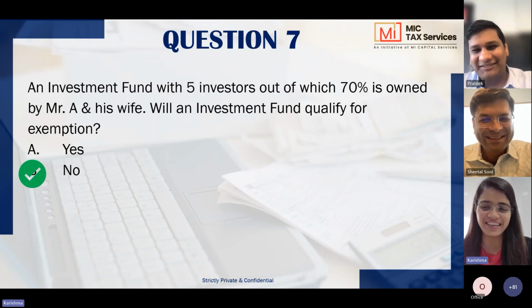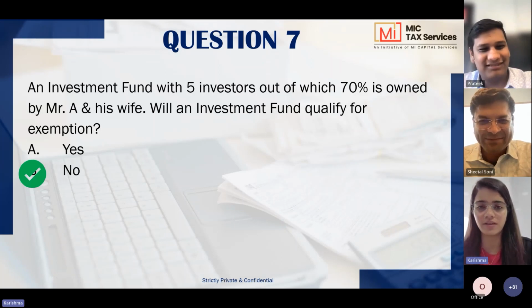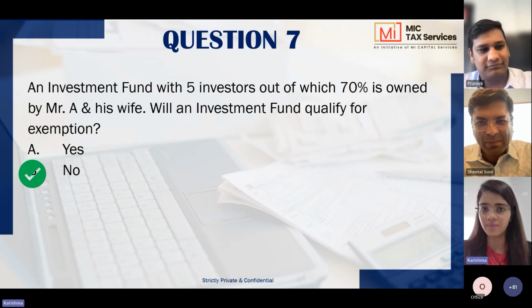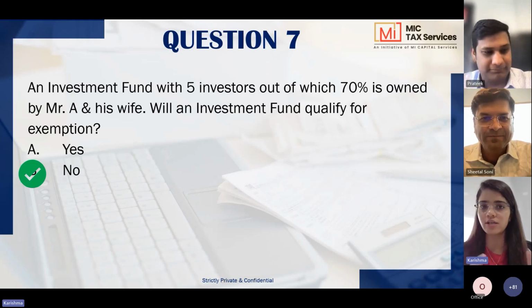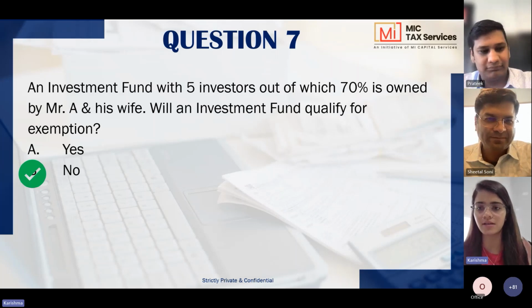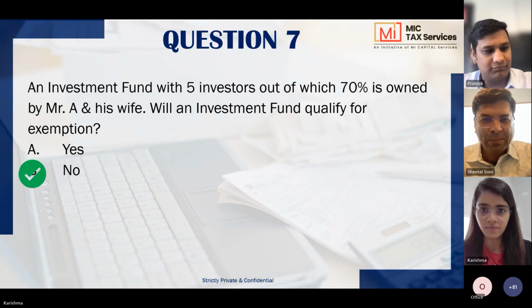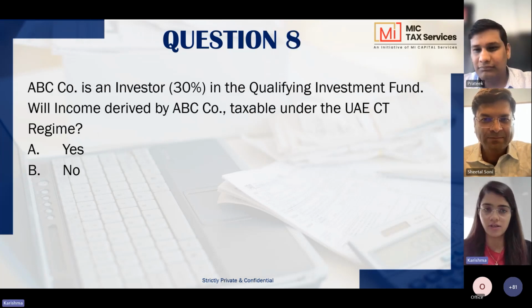Okay, so the correct answer is no, of course, as explained earlier, that if the investors in the investment fund are less than 10, then more than 30% cannot be owned by a single investor or its related parties. So in this case, there are only 5 investors and 70% is owned by A and his wife. So that does not fulfill the condition, and hence the investment fund would not get the qualification as stated. Moving on to another question.